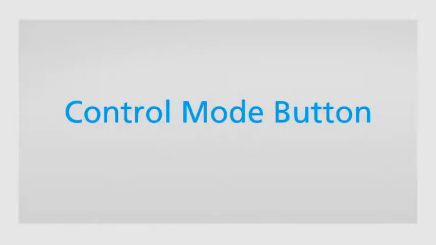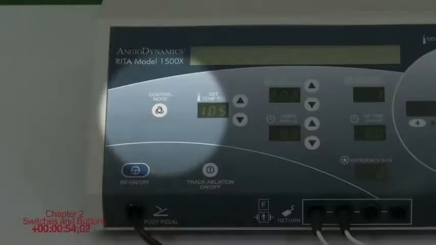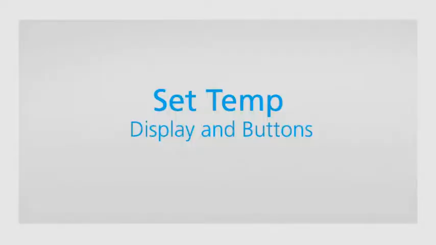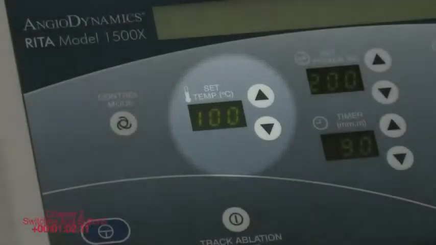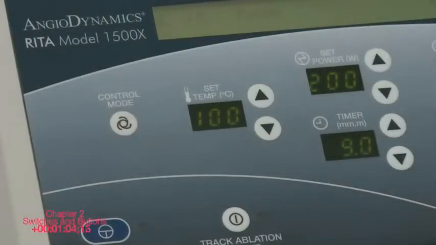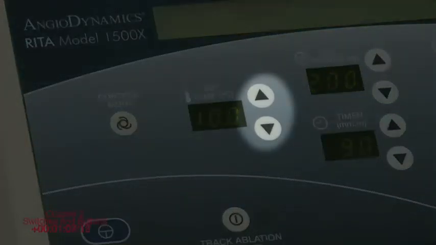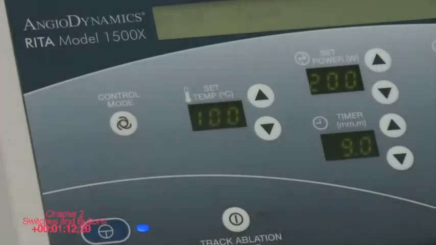Control mode button. Pressing this button sets the mode of operation. Set temp, degrees centigrade display. Displays the target temperature in whole units of degrees centigrade. Set temp, degrees centigrade buttons. Pressing the arrow buttons sets the target temperature the system will try to achieve and maintain during the ablation. Temperature can be increased or decreased.